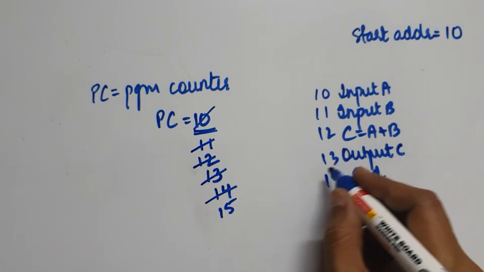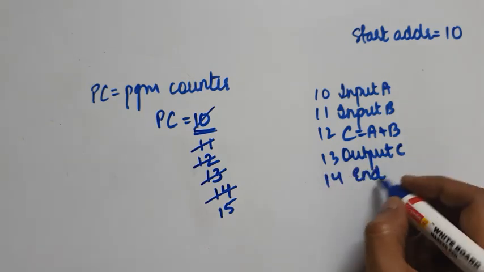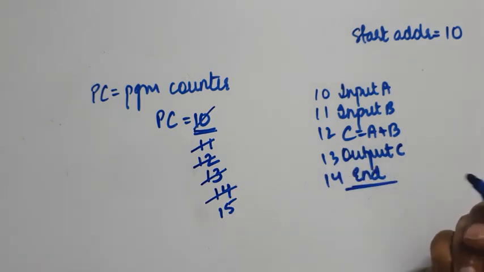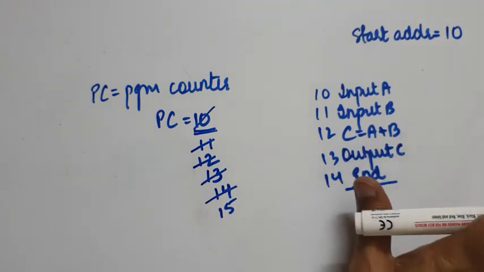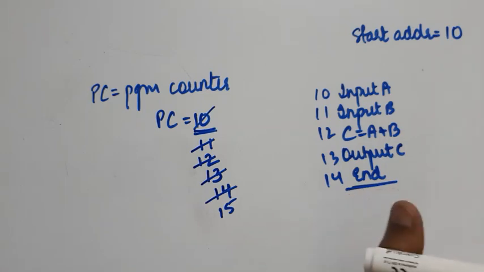But once executing the instruction on 14, it comes to know that it has reached the physical end of the program. So now it will not go to the PC for this program. It knows now that the instructions have finished for this particular program. Now it will go for another program.